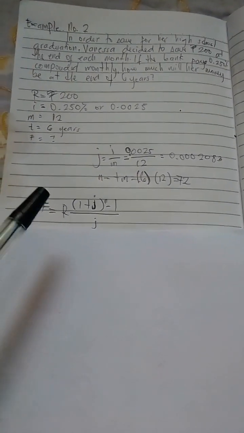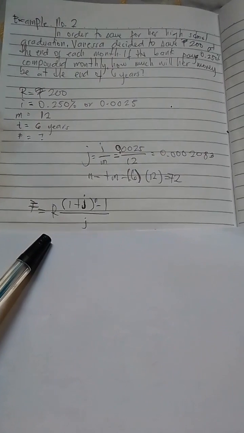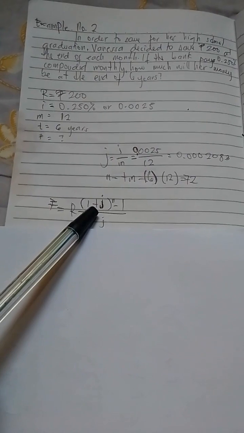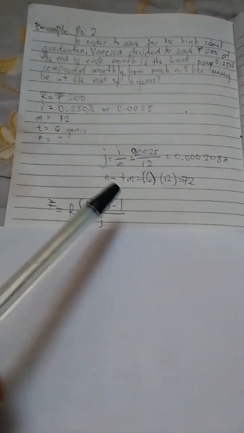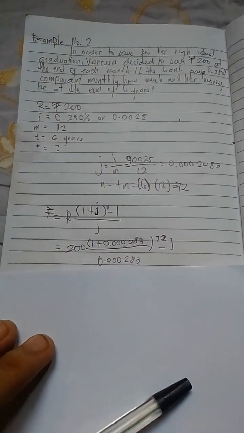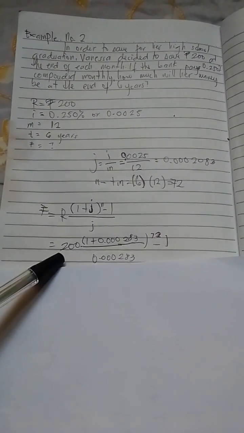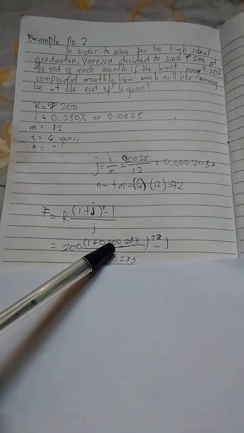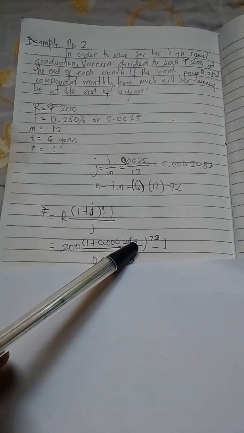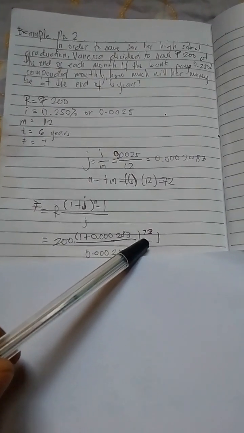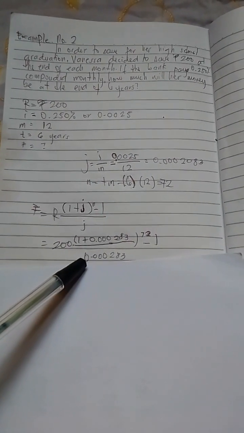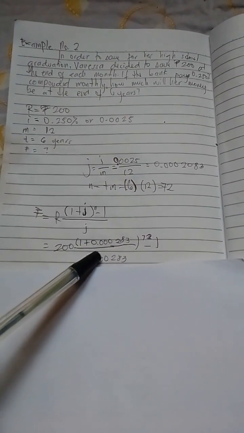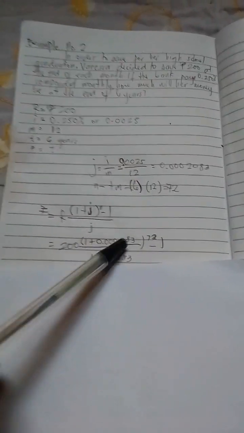So now, let us find the future value. For finding the future value, this is the formula: F is equal to R times 1 plus j raised to n minus 1 over j. So, R is equal to 200 times 1 plus 0.000208 raised to 72 minus 1 over 0.000208. So let's compute the whole.